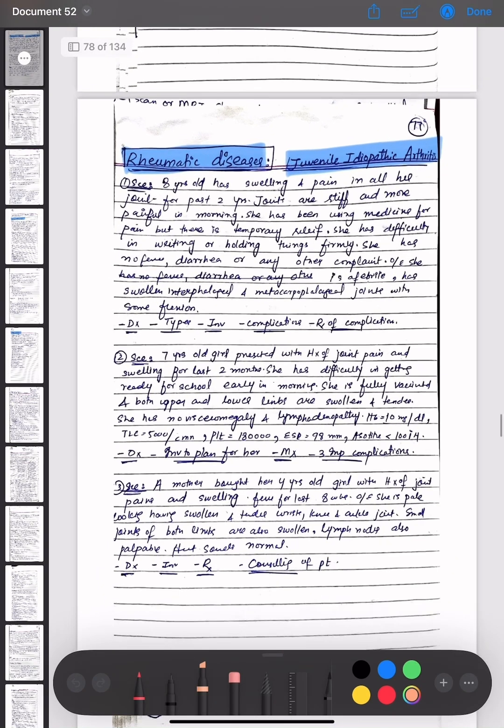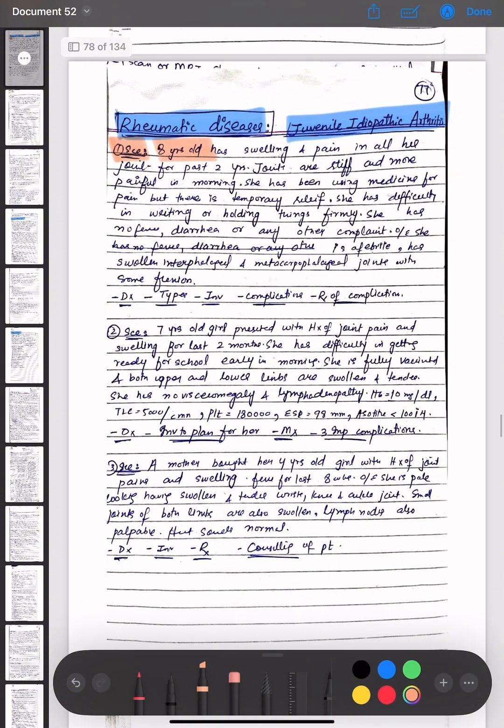Okay, so starting from our first topic, we have a scenario of an 8-year-old patient having swelling and pain in all her joints for the past 2 years. Joints are stiff and more painful in the morning. She has been using medicines for the pain, but there is only temporary relief. She has difficulty in writing or holding things firmly. She has no fever, diarrhea, or any other complaints.